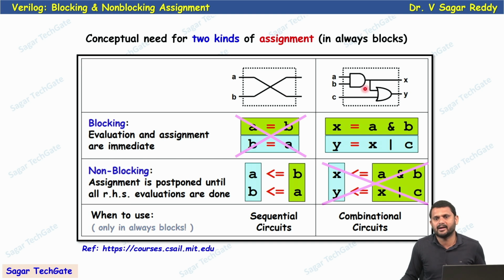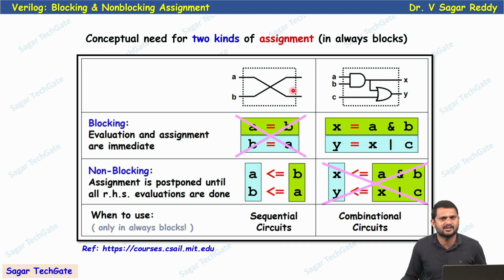Clear? So now here you can write a, b, c. So x equal to a and b, and y is equal to x or c. So we need to evaluate immediately. Whenever a or b changes, immediately we need to evaluate this expression and assign it to x. Then x is an input to this OR gate. Immediately the updated value of x is considered to find the value of y. So what is this x? We need to update it based on a and b. Whenever a or b changes, x should be immediately updated. To model this type of circuit, we are using blocking statements.